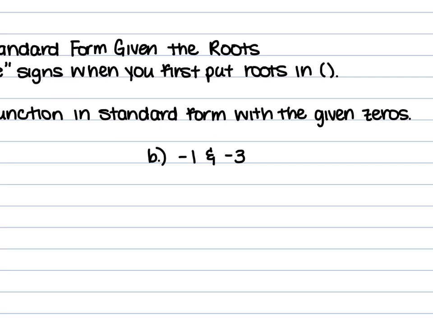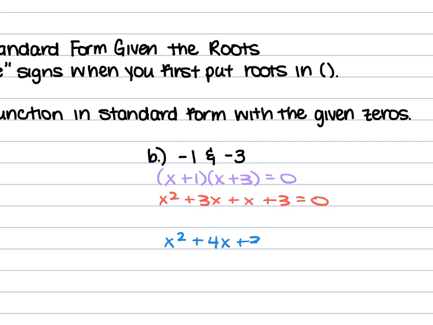For B, we have negative 1 and negative 3. So again, take the opposites of them. So x plus 1 and x plus 3 is equal to 0. FOIL them. We get x squared plus 3x plus x plus 3 is equal to 0. Combine your like terms. Your answer is x squared plus 4x plus 3 is equal to 0.